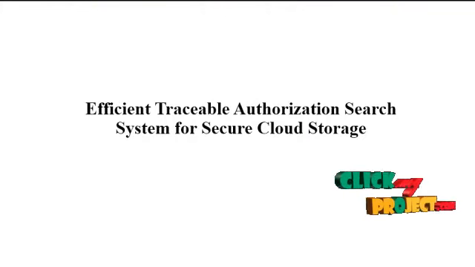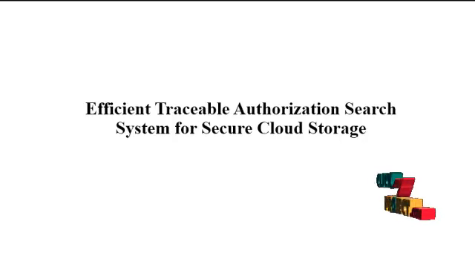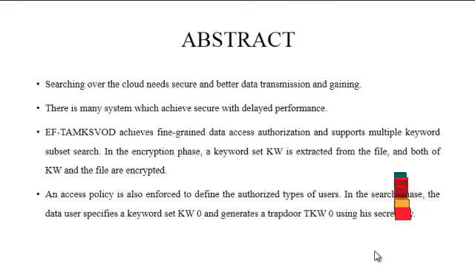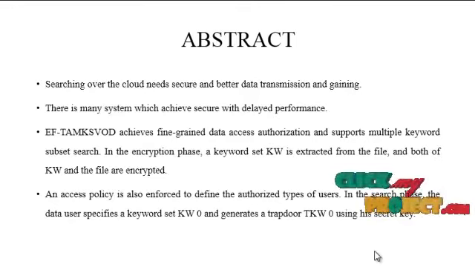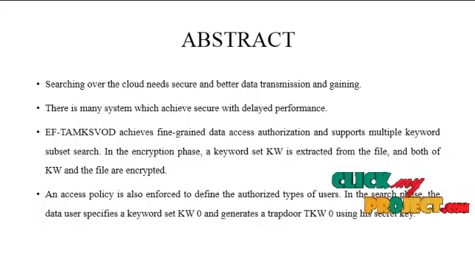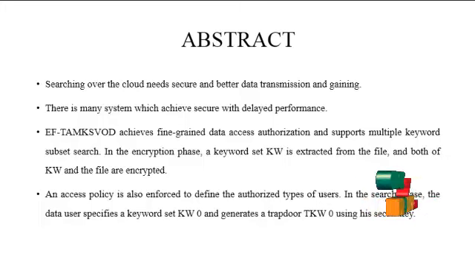Our project title is Efficient Traceable Authorization Search System for Secure Cloud Storage. Abstract. Secure search over the encrypted remote data is crucial in cloud computing to guarantee data privacy and usability. To prevent unauthorized data usage, fine data access control is necessary in a multi-user system. However, an authorized user may intentionally leak the secret key for financial benefit. Thus, tracing and revoking the malicious user who abuses the secret key needs to be solved immediately.